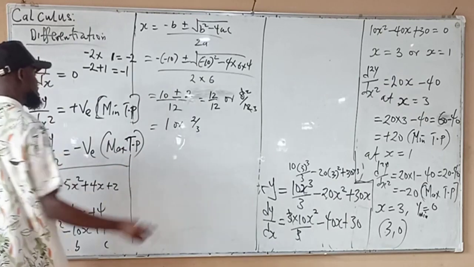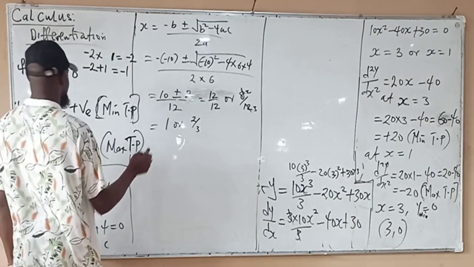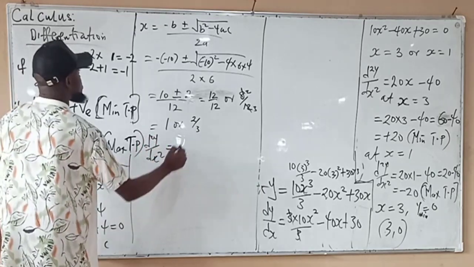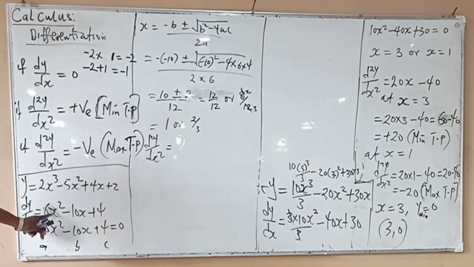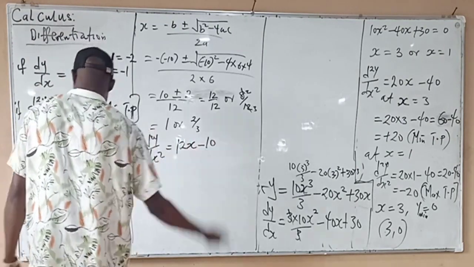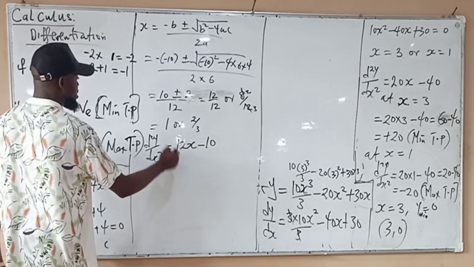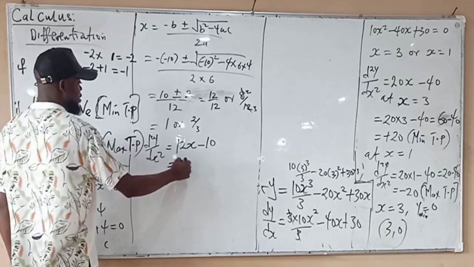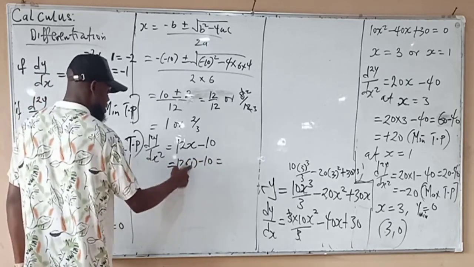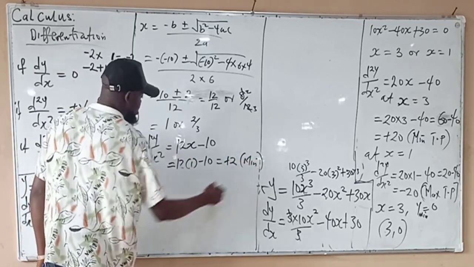So let's differentiate again to determine the maximum and the minimum of these two turning points. We differentiate d squared y over dx squared. Let's differentiate this again to see what we have. We have 12x minus 10. The next thing, we're going to put in 1: 12 times 1 minus 10. 12 times 1 is 12, minus 10. That's plus 2. So this is positive, a minimum.